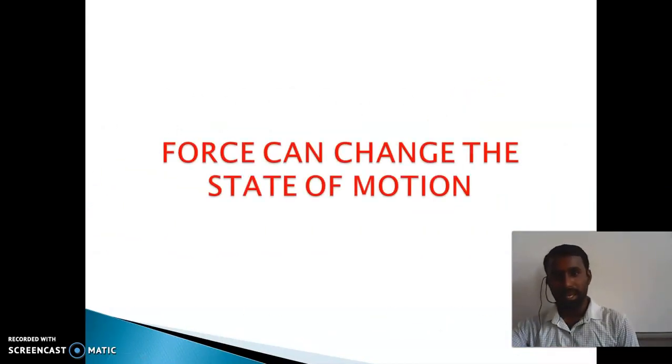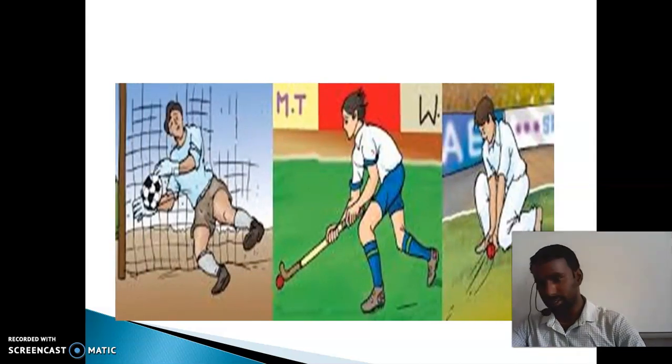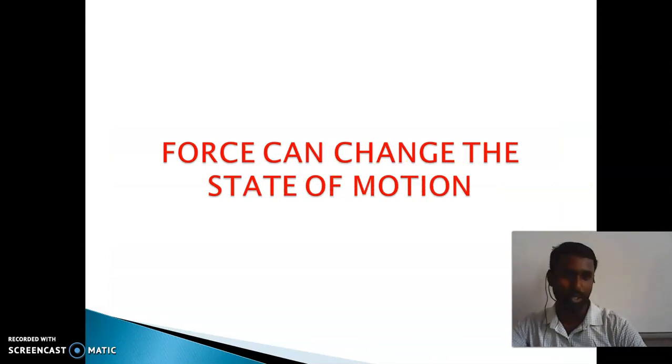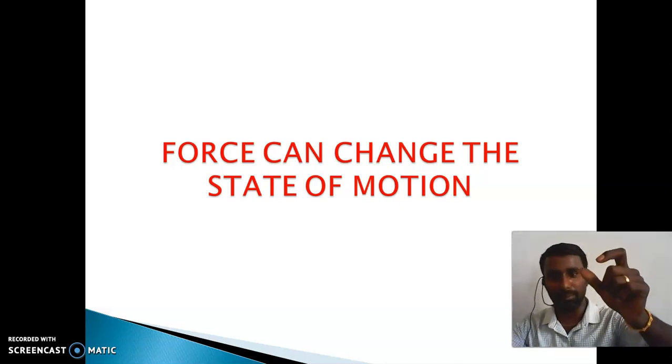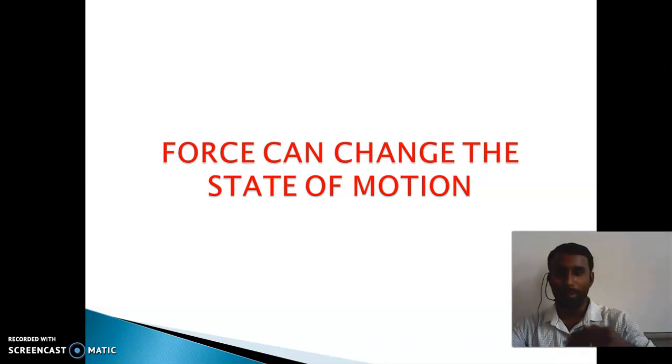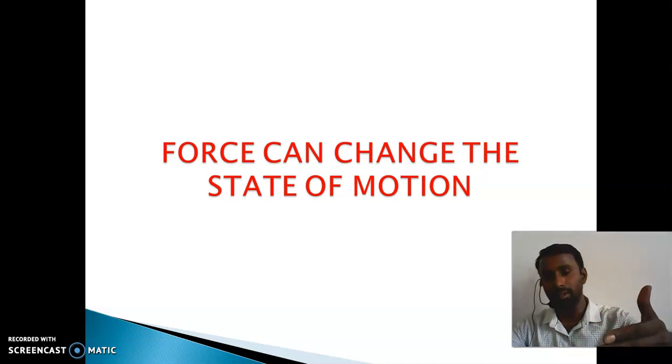Okay, so force can change the state of motion. I already gave some introduction regarding this. We will look at this picture. Force can change the state of motion. The state of motion means it is already in some state, either at rest or moving. If I apply a force, what will happen? Either the object at rest can move, or if it is already moving it will move at a greater speed, or it will change its direction.